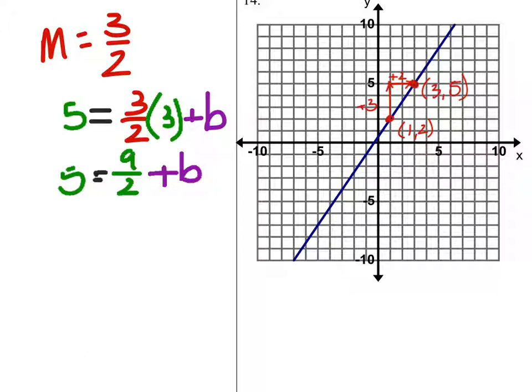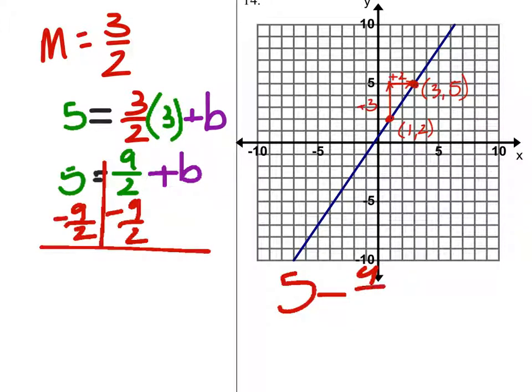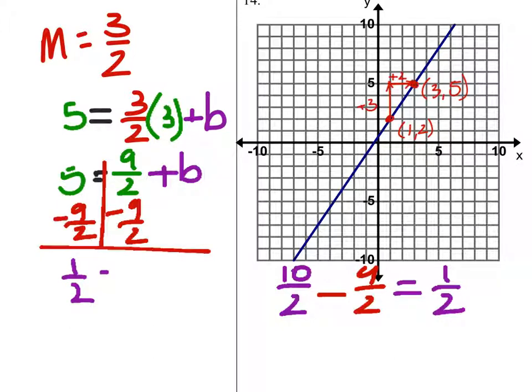So how do I solve this? I'm going to subtract 9/2 from both sides. I have 5 minus 9/2 over here. And I'm just going to change 5 to have a common denominator, I'm going to make it 10 halves, because 10 halves has the same value as 5. Well, 10 halves minus 9 halves gives us 1 half. So that would be the answer here, 1 half equals the b. So even though we estimated it, it was correct.